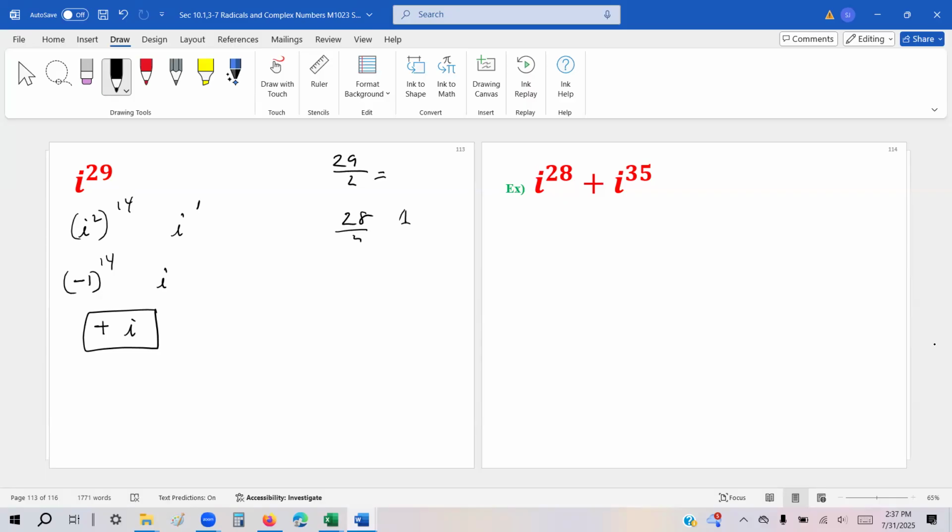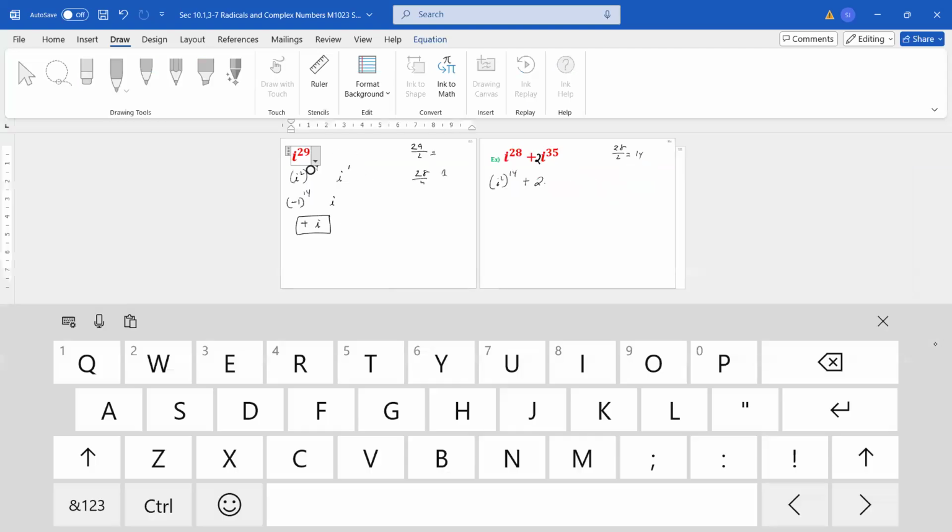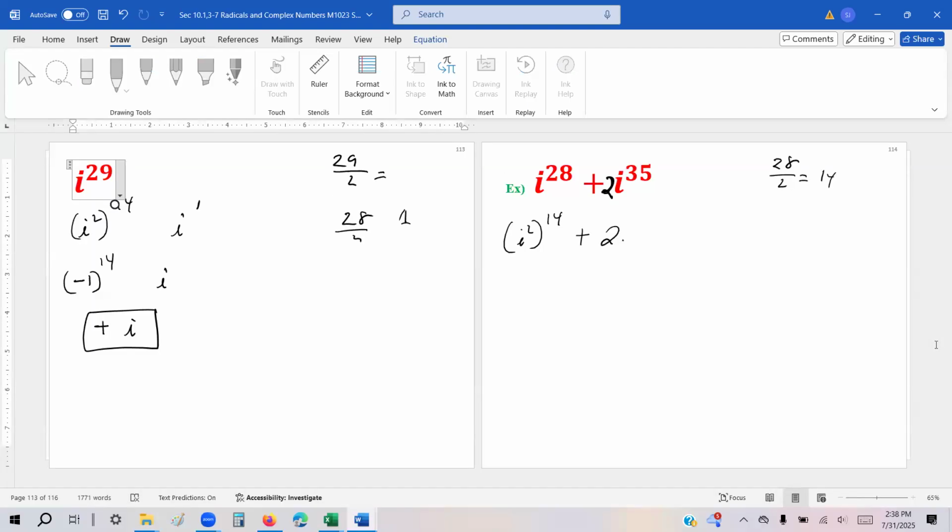Now, if you have something like that, let's say we have an extra 2 here, because in the final exam, I said there was a coefficient. Now, the same thing, but we are going to do it twice. One is for 28. 28 divided by 2 is 14. So we have i squared 14 times. Since there is a parenthesis around 2i, that means 2 is a coefficient. So it's 2 times.